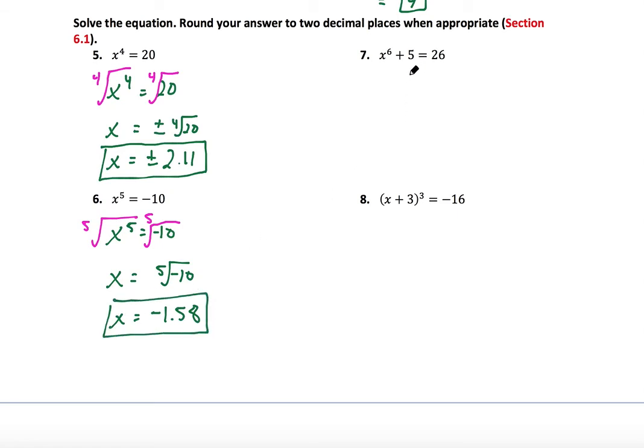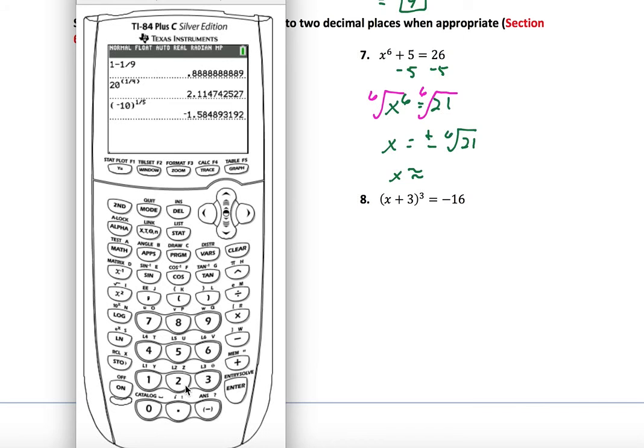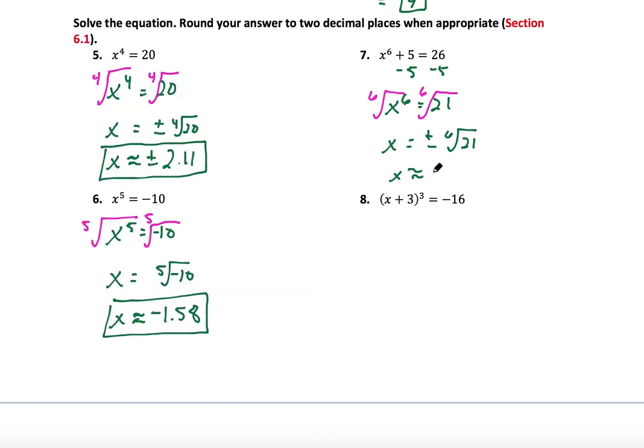All right, for number 7, first step, we have to isolate the x to the 6th term, so we subtract 5 from both sides. So we have x to the 6th equals 21. Now we take the 6th root of both sides. Solving here, we have x equals plus or minus, since we took an even root, the 6th root of 21, and then we will use our calculator. Oh, by the way, these should have all been approximately equals. Okay, and let's do the 6th root of 21. So we have 21 raised to the 1/6 power. And that is going to give us about plus or minus 1.66.